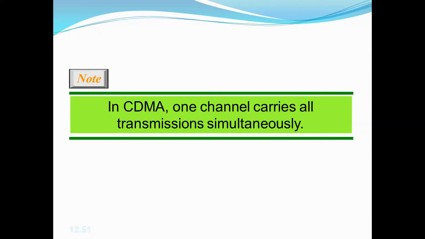We can understand CDMA by using some analogy. Let us imagine many people are sitting in a room, and two people want to communicate with each other. Let us imagine the two people are talking in English, and the other people do not understand English. Now assume another two people are talking in a different language, for example Hindi. Other people may not understand Hindi, but only those two people understand Hindi.